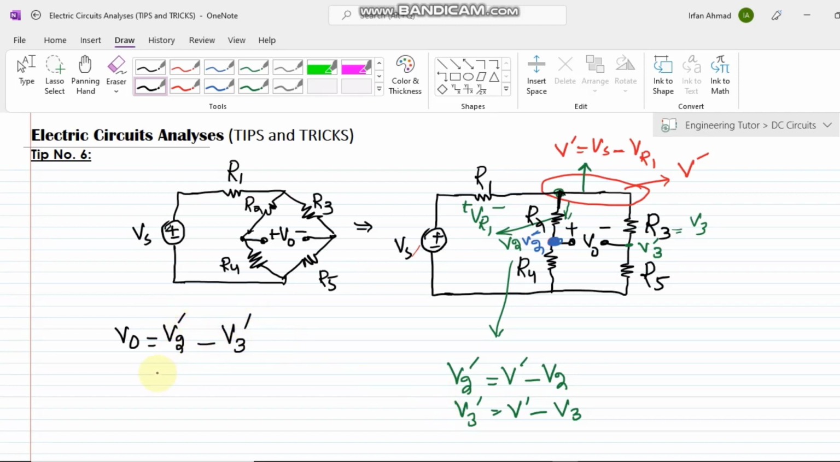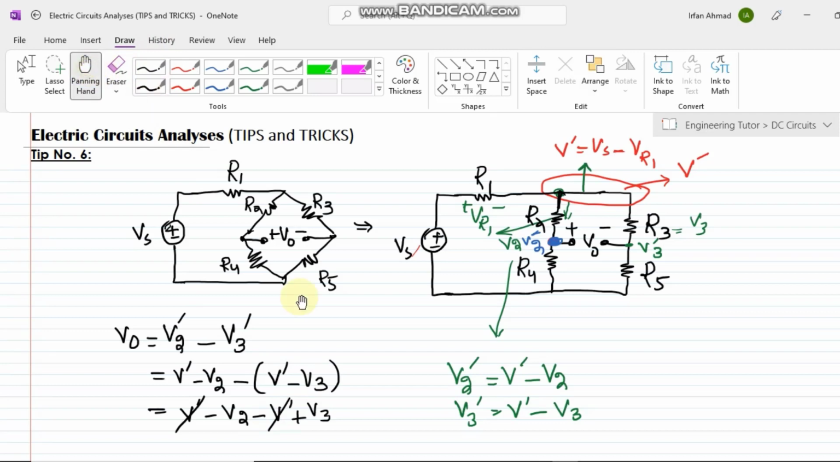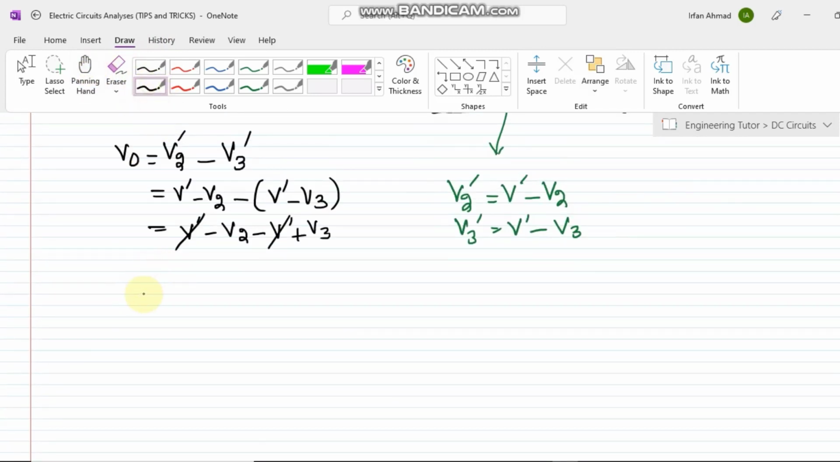Putting these values in, this becomes V prime minus V2 minus V prime plus V3. So the V prime terms cancel out, and at the end I get V3 minus V2. That is the value of V0.